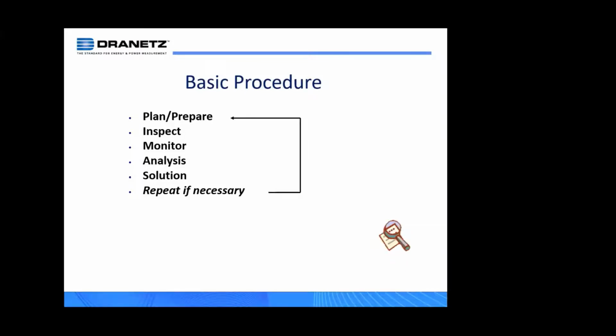So then there's a basic procedure. There's the planning and preparation stage. And then there's the inspection stage. A lot of times the inspection stage will also reveal errors, especially in new construction. So a good set of eyes is a great tool as far as performing a survey. Of course, then there's the monitoring, actually installing the instrumentation to collect the data. Then there's the analysis. Analyzing the data allows you to select the correct mitigation or solution. And in some cases, you may have to repeat if necessary.